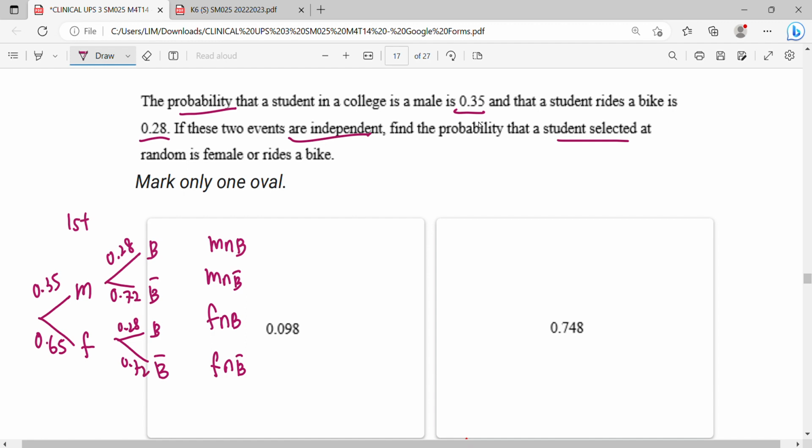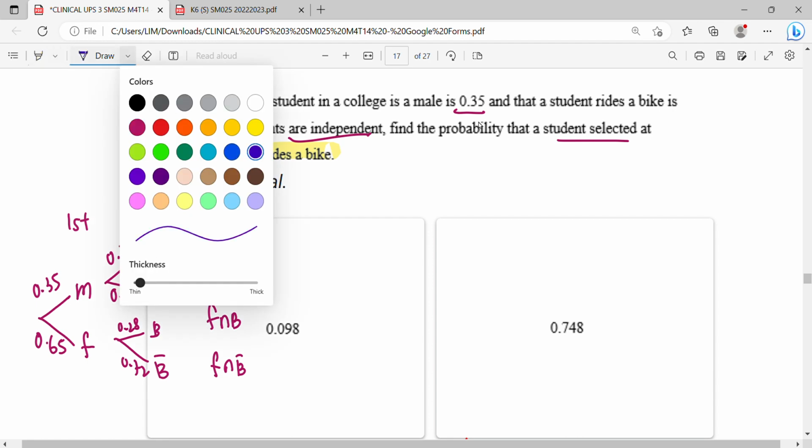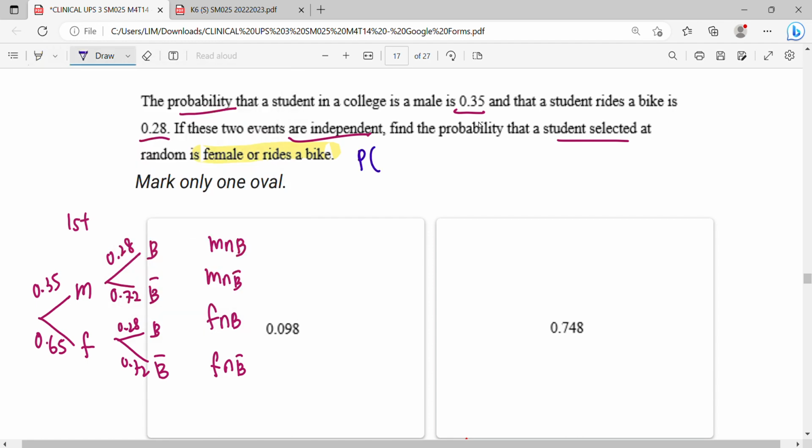So the question is female or bike. Probability of female union bike. So here is the female and bike line. So it's either female or bike. Which one is it? Either one, bike can, female also can.